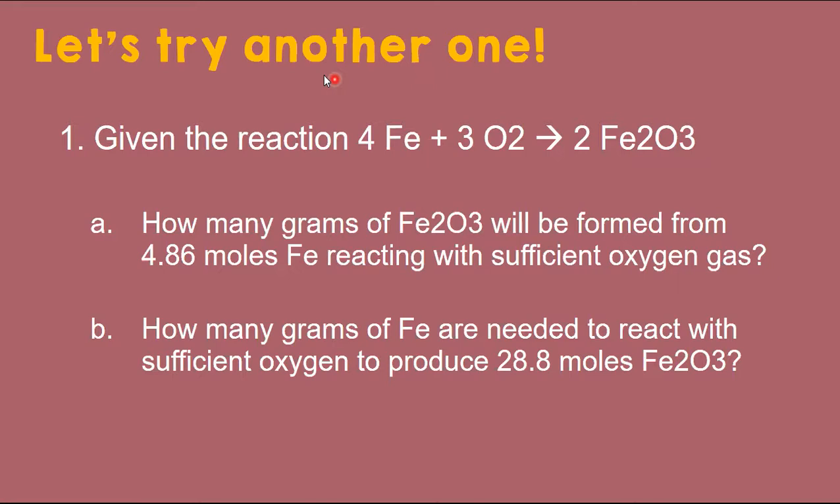Given the reaction, 4 moles of iron plus 3 moles of oxygen gas results to 2 moles of Fe2O3. Ang 2 is murag subscript ni Fe, ang 3 is subscript ni oxygen. Wala lang na siya napagamay ang mga numbers. So in letter A, how many grams of Fe2O3 will be formed from the 4.86 moles iron reacting with sufficient oxygen gas?